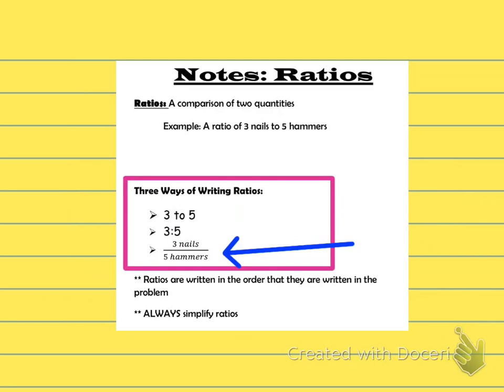Ratios are written in the order that they are written in the problem. So if you notice, let's take for instance our fraction, 3 nails over 5 hammers. We have 3 nails on top because over here it said 3 nails to 5 hammers in our example. And like I said, using a fraction is how we're going to most likely be setting up ratios. So we always simplify ratios just like we always simplify fractions.